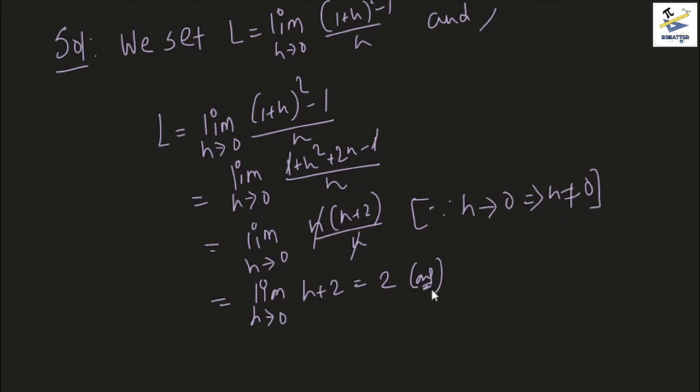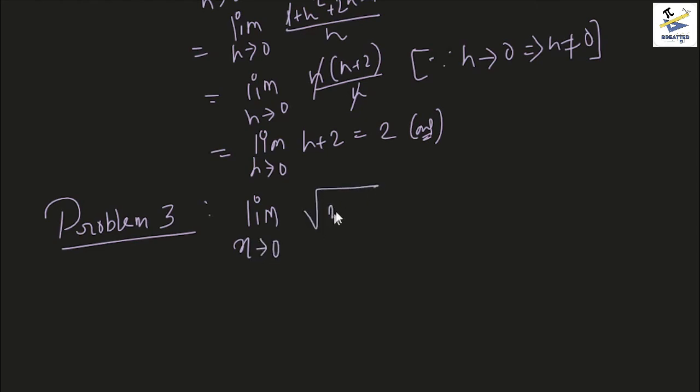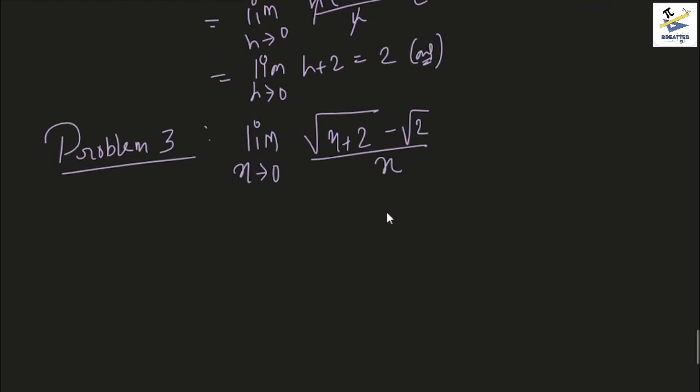Let's go. For the next problem we have the limit as x tends to 0 of (root of x plus 2 minus root 2) divided by x. Now this is one of the unique problems that we have not done yet. It's a limit problem involving surds, right?